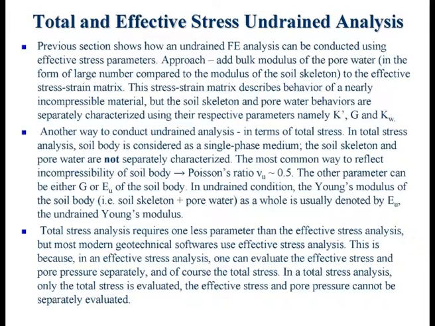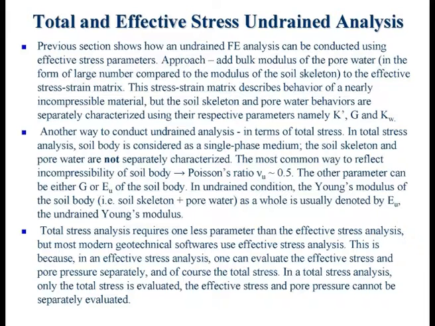The other one is to use effective stress. The main advantage of using EU and nu U is that you really only need EU, because nu U is very close to 0.5, and you will just put a number close to 0.5. But it has a disadvantage in the sense that it will not be able to extract the pore pressure and the effective stress for you. So you will not have any information on the pore pressure.